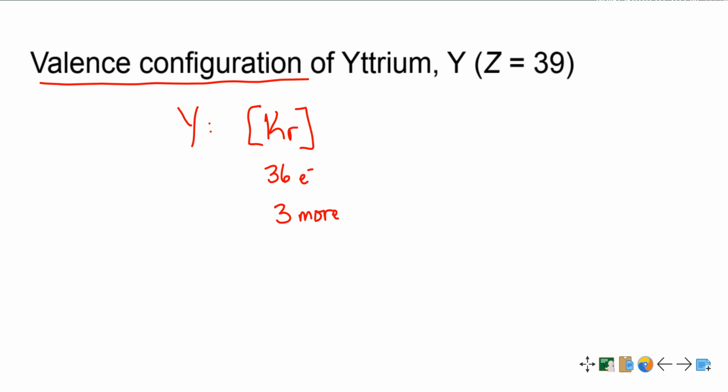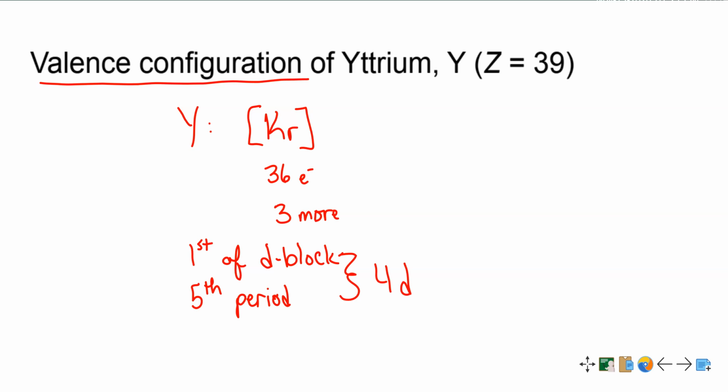Now yttrium is in the d block. It's in the first column of the d block. It is in the 5th period. These two things mean the last part of its configuration is going to be 4d1.